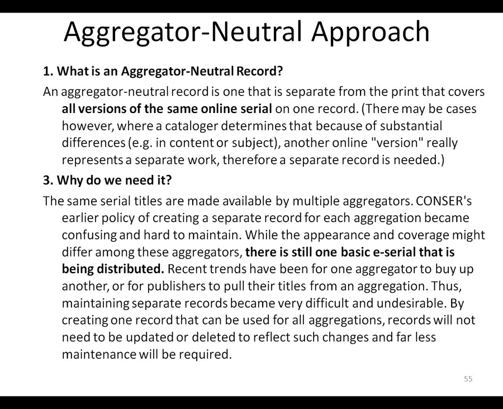All versions of the same online record appear on one record. Okay, so it's a separate record from the print. There's one single online version record. The reason that we came up with this approach is that essentially there is one basic electronic serial that is being distributed across multiple aggregators, and it became too difficult for catalogers to try to track what were essentially licensing arrangements for different versions which were available from different sources.